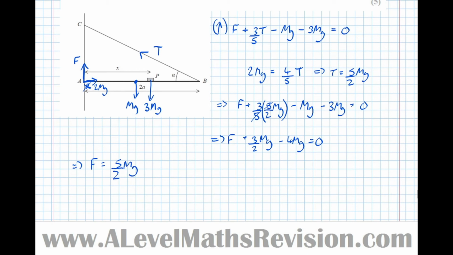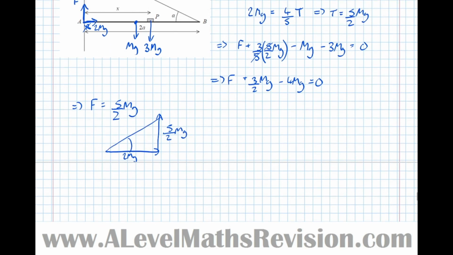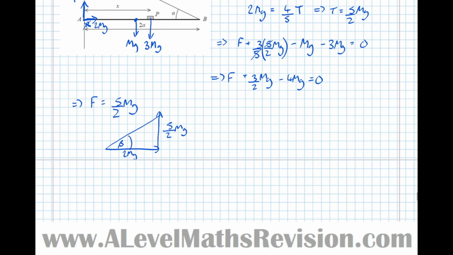So now we've got the two forces acting at the point A. We've got 2mg acting horizontally. We've got 5/2 mg acting vertically. So the angle, which the question called beta, is that, and the question asks for tan beta. So tan beta equals opposite, 5/2 mg, divided by 2mg. The mg's cancel, so 5/2 divided by 2 equals 5/4. And there we have the value of tan beta, which is what we were asked for.